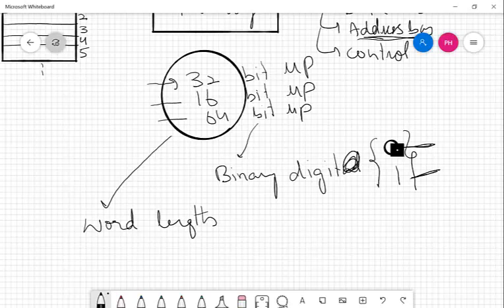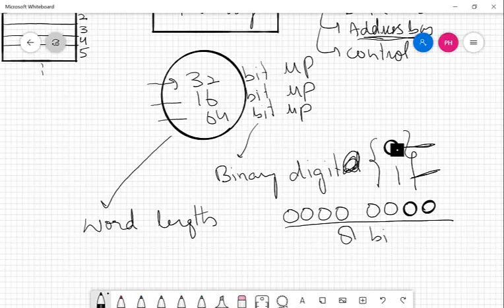Some microcontrollers only recognize 8 bits at a time. So any incoming data should only be 8 bits wide. If it is more than 8 bits wide, it should be broken down into chunks of 8 bits. So that microcontroller will be called an 8-bit microcontroller, and its word length is 8.